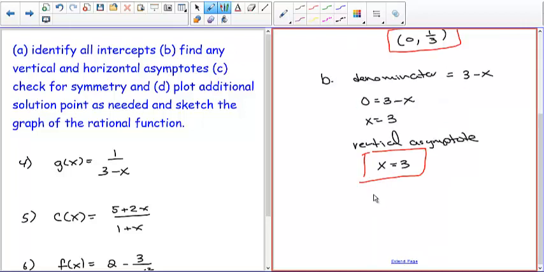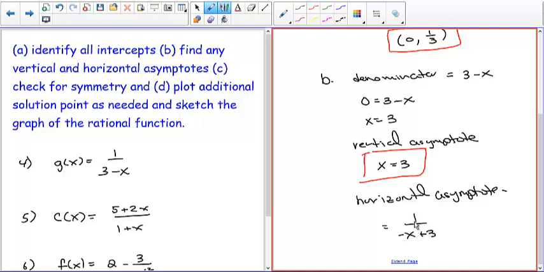Now, the horizontal asymptote, then you have to look at both the numerator and the denominator. So what we do is I'm going to rewrite this. I'm going to move the x term first instead of second.